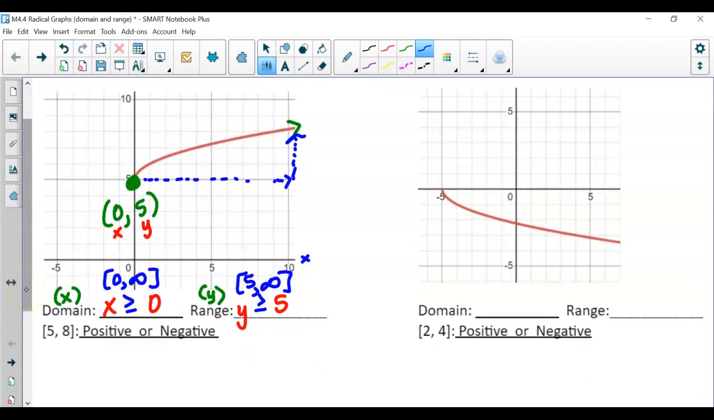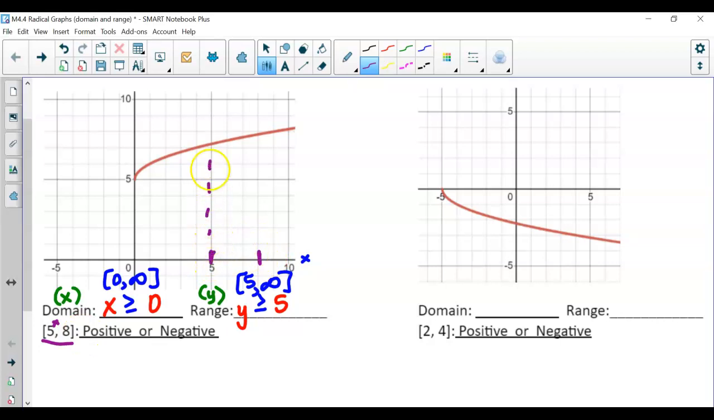Then looking at the interval, this section, to see if the values are positive or negative. So we are looking at x values of 5 to 8. So we're going to go up to look at this section of the graph here from 5 to 8. Notice how it's up above in the positive. So these values are positive because again, it's up above.